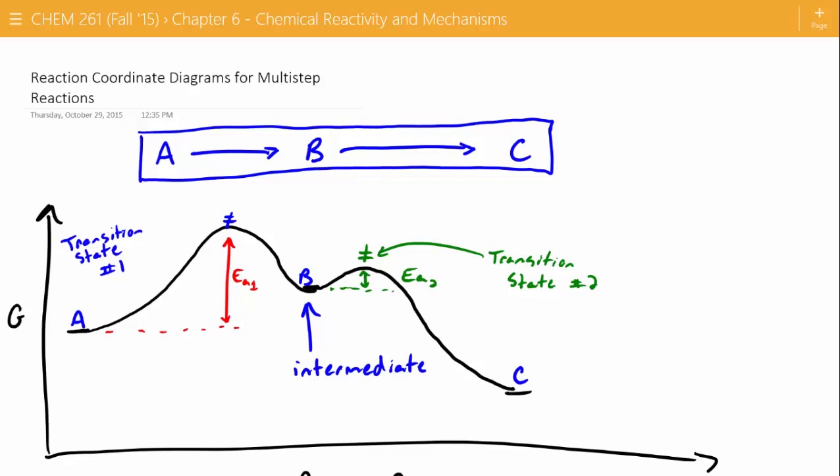All right, what do you think the rate determining step is for this reaction? Do you think it's going from A to B or B to C? A to B, why? It's the largest hill you have to climb. So the rate determining step is defined by the largest hill you have to overcome or your largest activation energy.